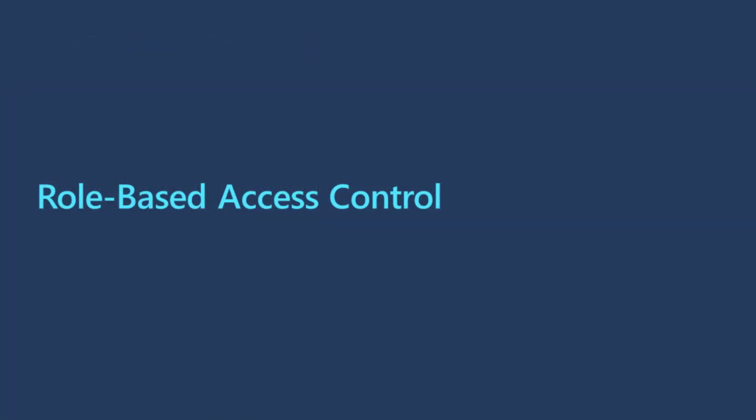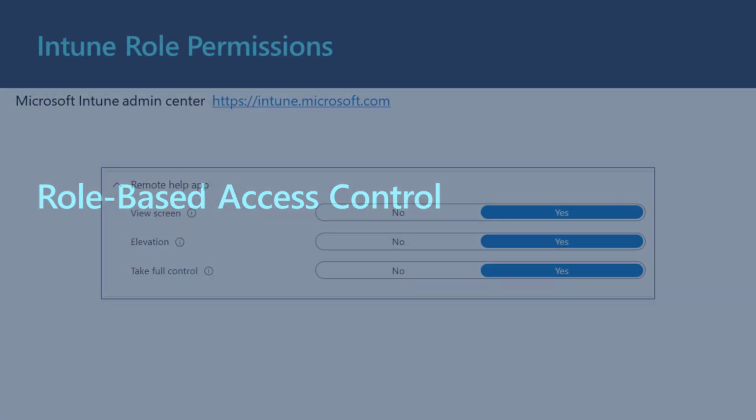Moving on to the role-based access control. In Intune, the RBAC settings allow administrators to define and assign roles to IT support personnel and to set permissions for each role. This ensures that only authorized users can access and use the system, and that they can only perform actions that are within their scope of responsibility.